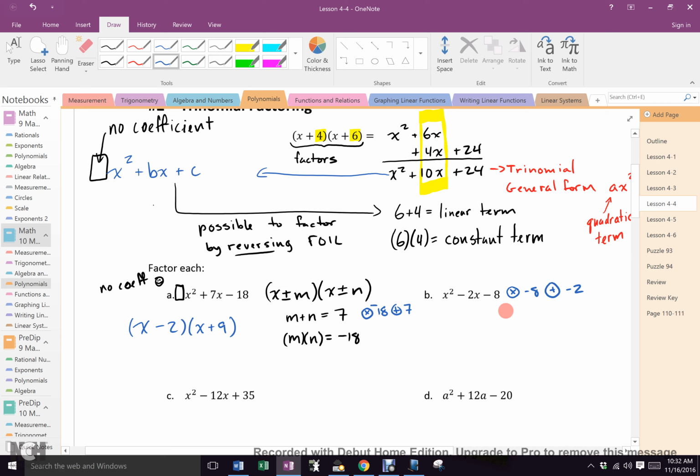Okay? So Mark has told us it's negative 4 and 2. Right? So x minus 4, x plus 2. Does it work? Is negative 4 plus 2 negative 2? Negative 4 plus 2 equals negative 2. Check. Is negative 4 times 2 negative 8? Negative 8, check. And we're correct.